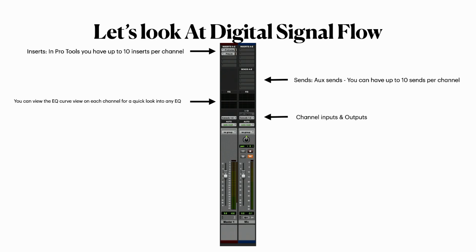Channel inputs and outputs is where you can change those. And again, in digital world, you can make it be whatever you want it to be. That's the cool part, is if you want this channel to have the input of number 1 and the output of number 1 and 2, you can do that. If you want to change it, you can do that.